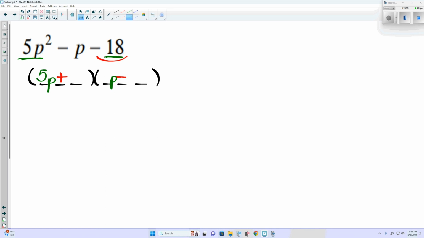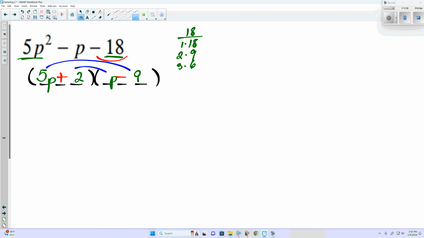Are there more than one set of factors for 18? Yes, because we have 1 and 18, 3 and 6, 2 and 9. Which one do we want to try first? 2 and 9, which one's first? 2 and 9. Questions on how we set this up or anything we've done so far?